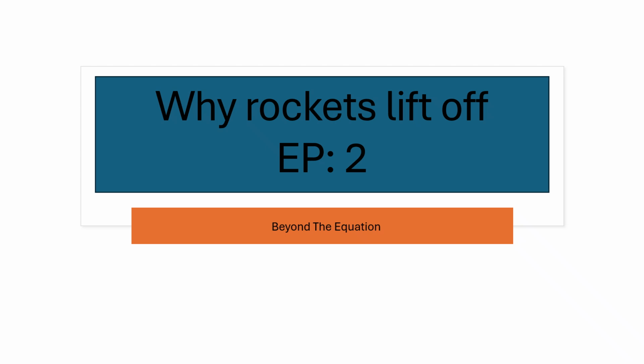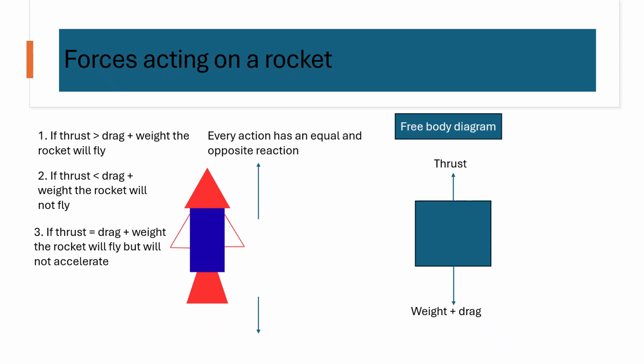The first thing we're going to look at is the forces acting on a rocket. We have three main forces acting on a rocket. This is a rocket, but in engineering or physics we don't draw the rocket, we just draw a box and put arrows to represent the direction of each force. We call it a free body diagram. So here we have the three forces: the thrust force, the weight, and the drag force.